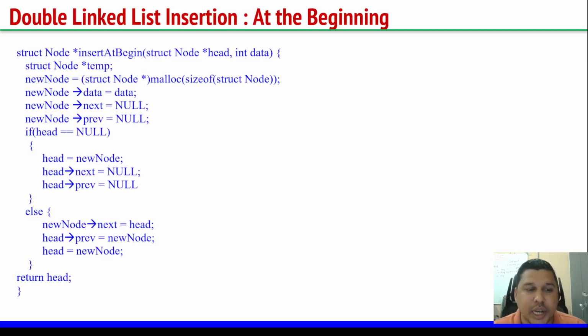Any doubts here till now? Are you understanding what we are discussing? Please let me know if you have any queries. Double linked list, why are we moving, how are we performing the operation? Students, please respond.